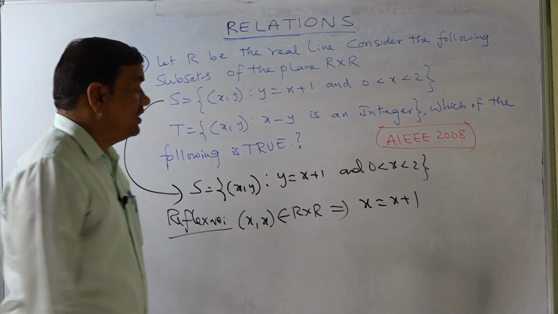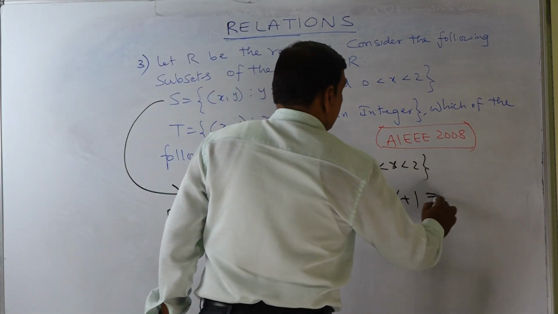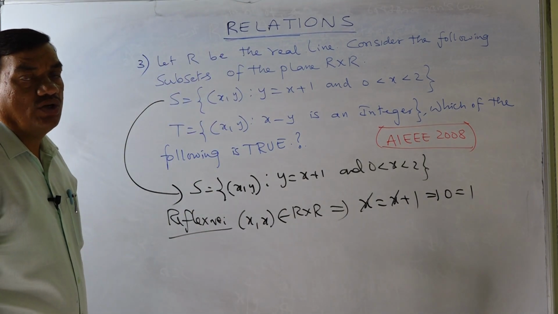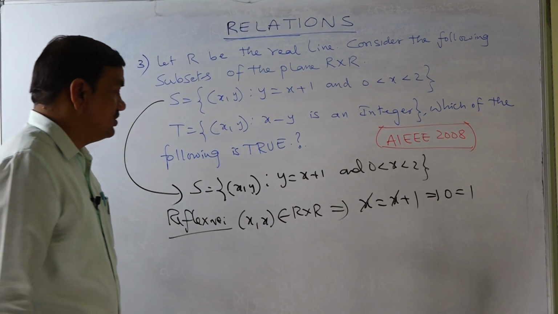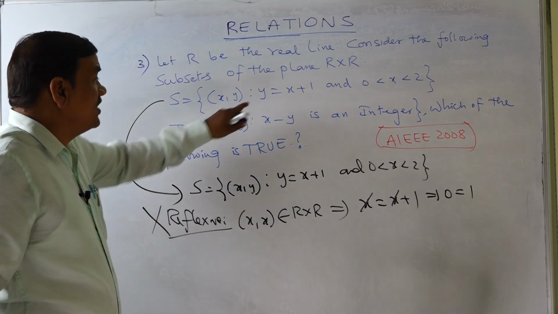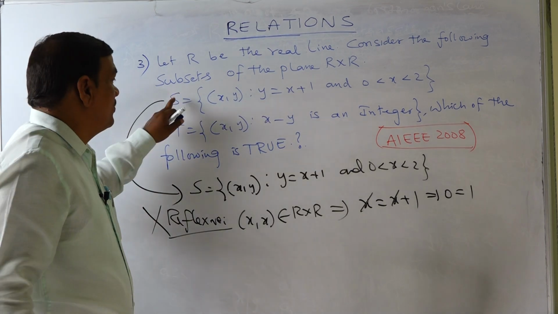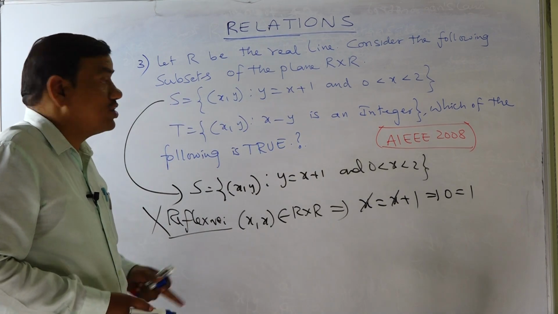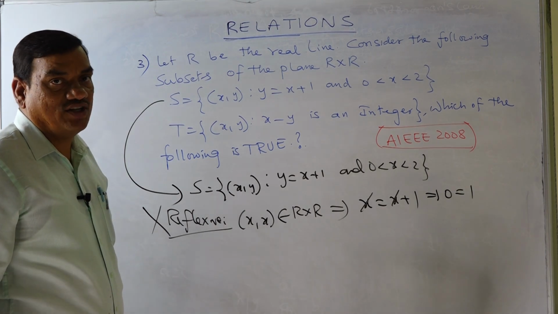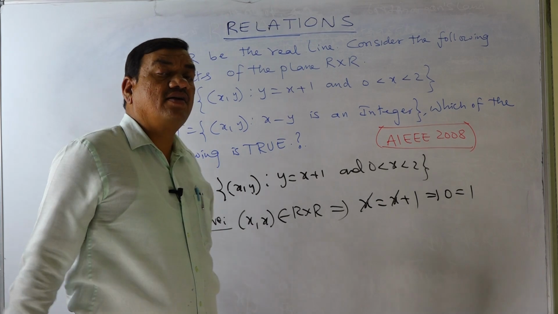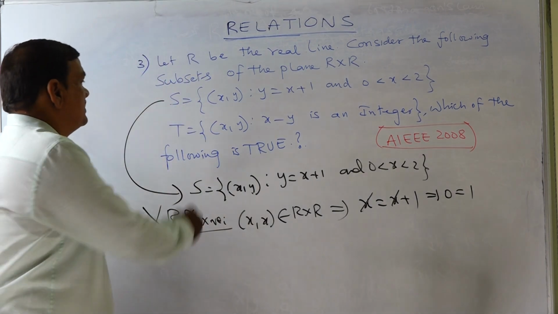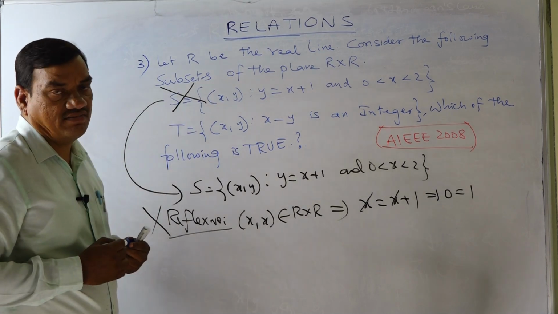Check what you will get. The x will get cancelled, and we get 0 is equal to 1. Is 0 equal to 1 true? No, it is not at all true. Therefore, S is not a reflexive relation here. The set of ordered pairs which belongs to S does not satisfy the reflexive property. So there is no need to check symmetric and no need to check transitivity. On the whole, S is not an equivalence relation.